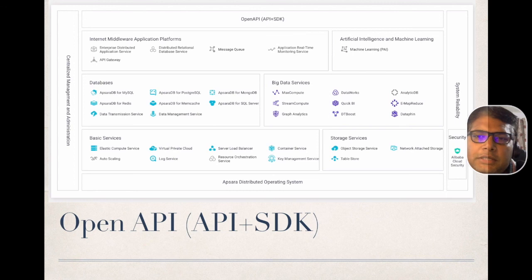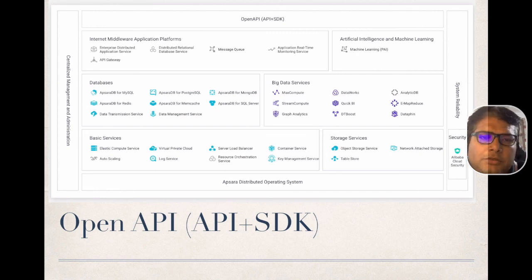Basic services are there. Elastic Compute Service that I talked about last week, Virtual Private Cloud, Server Load Balancer, Container Service. Container Service, as I said last week, is around Elastic Kubernetes Service. Key Management Service, as there is in most of the clouds, Resource Orchestration Service, Log Service, Auto Scaling. And in the storage world, you will see SAN, NAS, and Table Store, as there is in Azure, AWS, or Google Cloud.